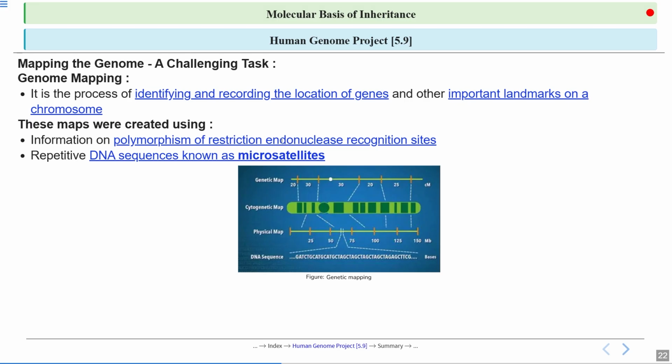And this refers to what? This refers to variation in the DNA sequence that are recognized and cleaved by restriction endonucleases. Okay, and these variation are known as RFLP, that we will talk about later. But yeah, these are the variations in the DNA sequence that are recognized and cleaved by the restriction endonucleases. And I think you guys remember what is this restriction endonucleases, which can cut the DNA at the specific point. Okay, so these two are used for creating map.